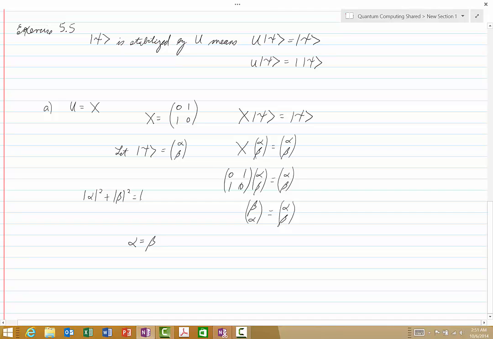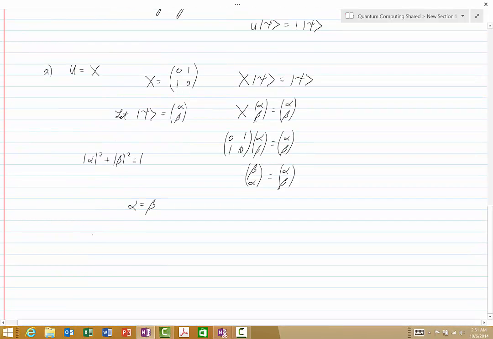The way we can come to a final answer for this is we can say, we're thinking now of alpha as being a complex number, so we're going to write alpha in polar form, which means that we're going to write it in this form. It's the magnitude of alpha times e to the i phase of alpha. And likewise, beta is the magnitude of beta times e to the i phase of beta.